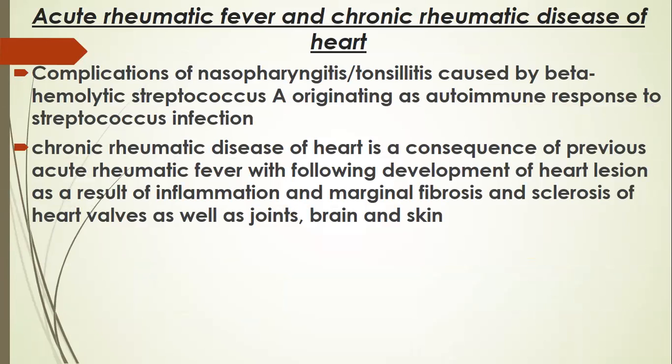Several words about diseases. Acute rheumatic fever and chronic rheumatic disease of the heart. Acute rheumatic fever is a complication of nasopharyngitis or tonsillitis caused by beta hemolytic streptococcus of group A, originating as an autoimmune response to streptococcus infection. And chronic rheumatic disease of the heart is a consequence of previous acute rheumatic fever with following development of heart lesions or disorders of the joints, brain, and skin.